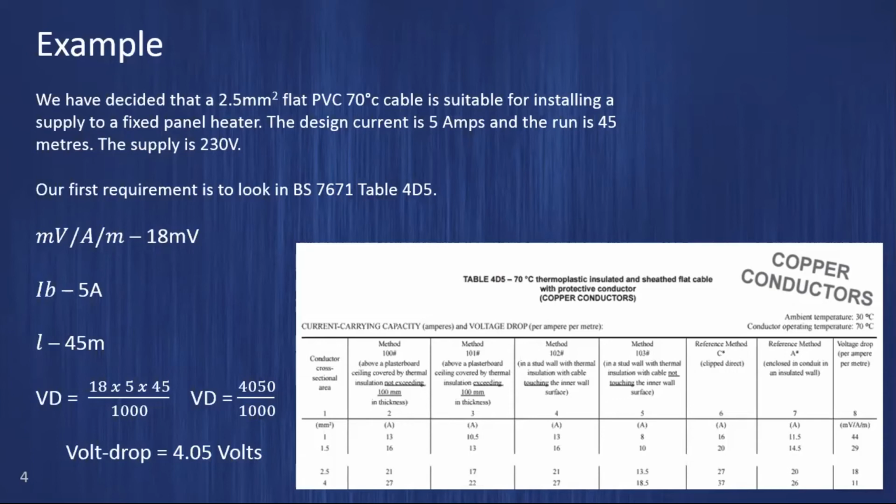The other bits of information we need from our scenario is IB, which is 5 amps, and our length, which is 45 meters. We put all these figures into our formula, and we have voltage drop will be equal to 18 times 5 times 45 divided by 1000. We have then redrawn that formula, which shows the product of 18 times 5 times 45, which is 4050, and divide that by 1000. This will give us our total volt drop of 4.05 volts.